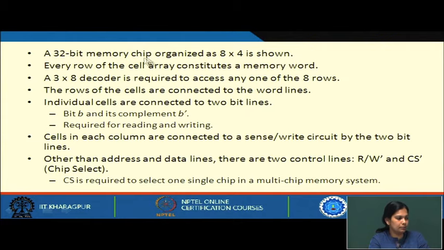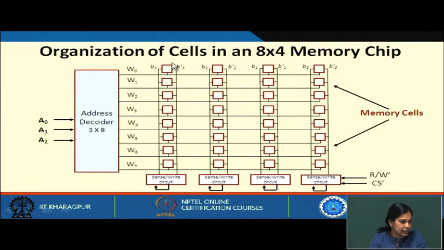As I said, a 32 bit memory chip is organized as 8 cross 4, as shown in the previous figure. Each row of the cell array constitutes a memory word. So, the entire row, one word, is the row. We need a 3 cross 8 decoder to access any one of the 8 rows, and the rows of cells are connected to the word lines. Individual cells are connected to 2 bit lines, B and its complement, required for reading and writing. Cells in each column, this is one column, the next column, the third and the fourth, are connected to the sense/write circuitry.